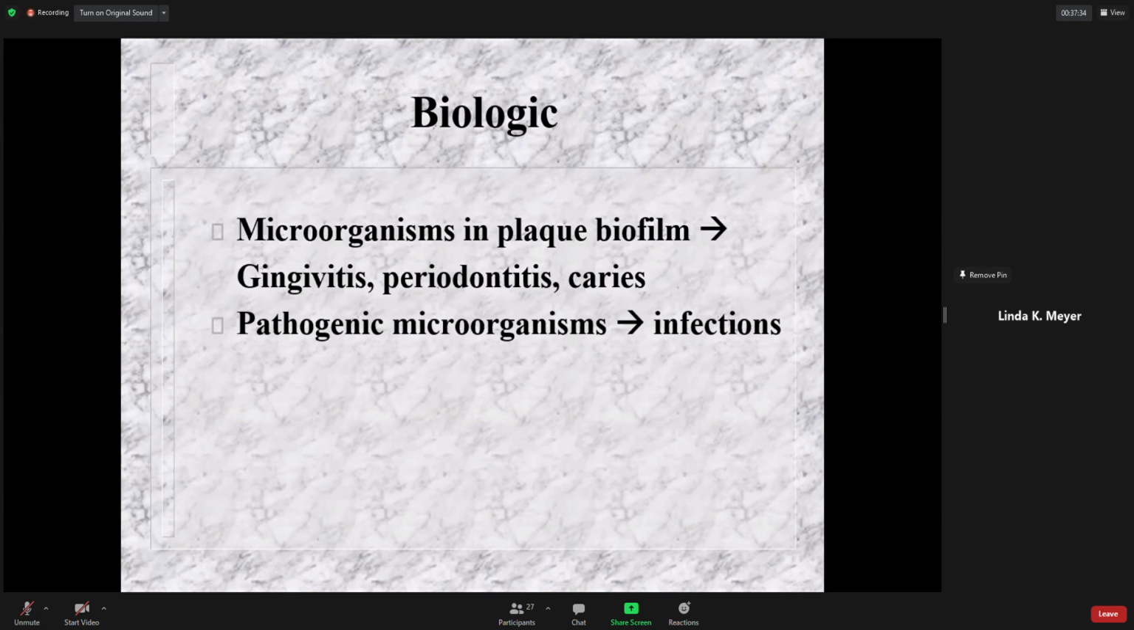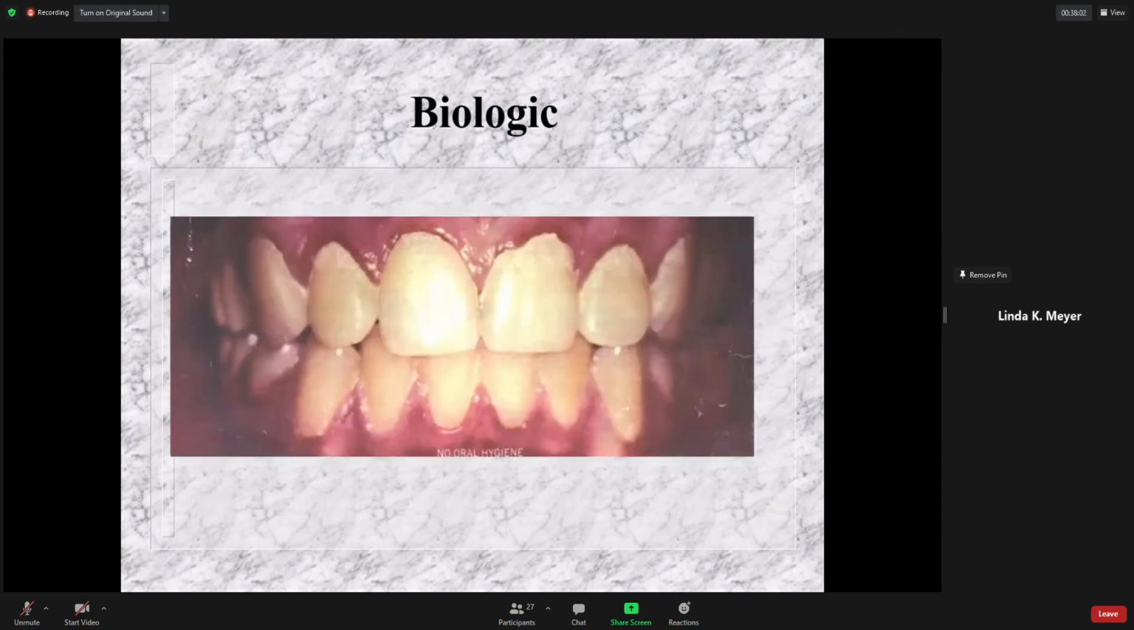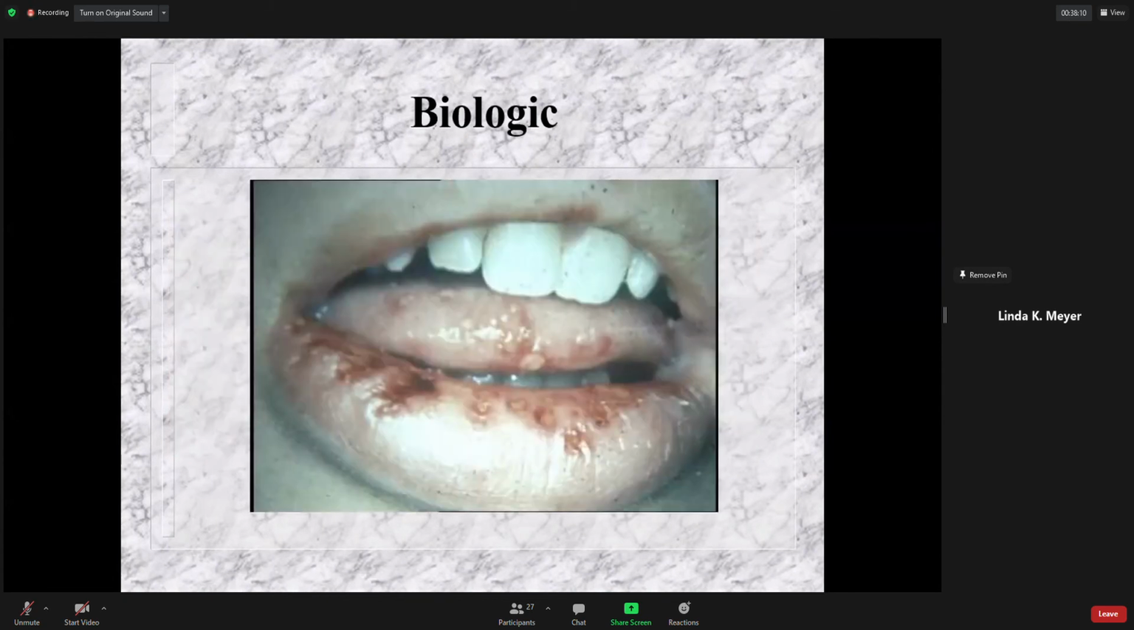And any pathogenic microorganism that causes some kind of infection, for example, Strep pyogenes, that causes strep throat, those are all biologic in nature. Like I said, we're going to talk about many infectious diseases that affect the oral cavity. So we already know, seen this many times, how the specific plaque biofilm can create gingivitis.